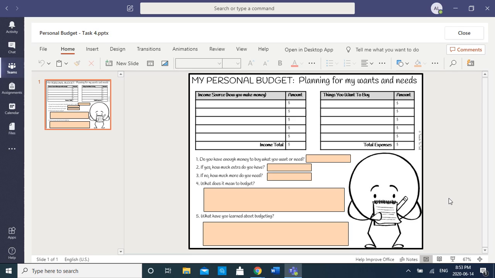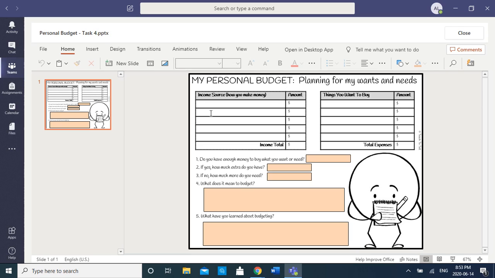This week your task is to create a personal budget with money that you actually have at home or in your bank account. The first thing you need to do is identify your income sources, or how you make money. And again, you want this to be money that you already have made, not that you will be making. So let's say you've done some babysitting recently and you made a certain amount from that. You would put down babysitting and then how much you made from it.